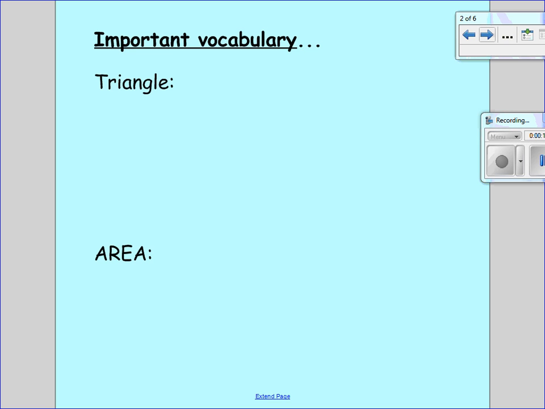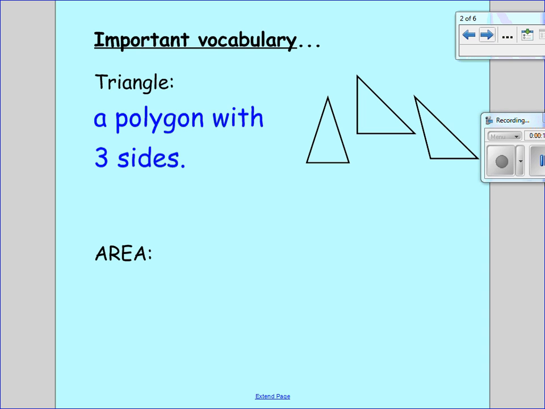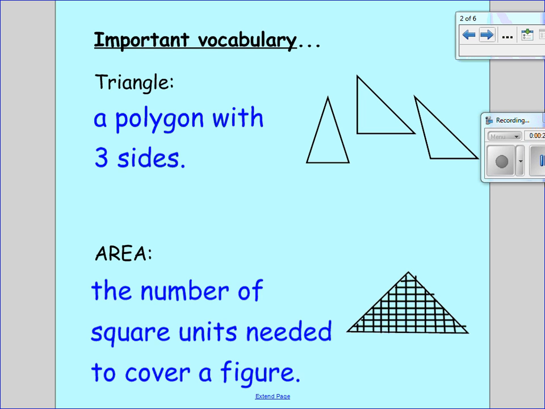Just a reminder, a triangle is a polygon with three sides. So here are some examples of polygons. And when you're finding area, you're looking at the number of square units needed to cover a figure. So the space inside. How many square units are inside the figure?